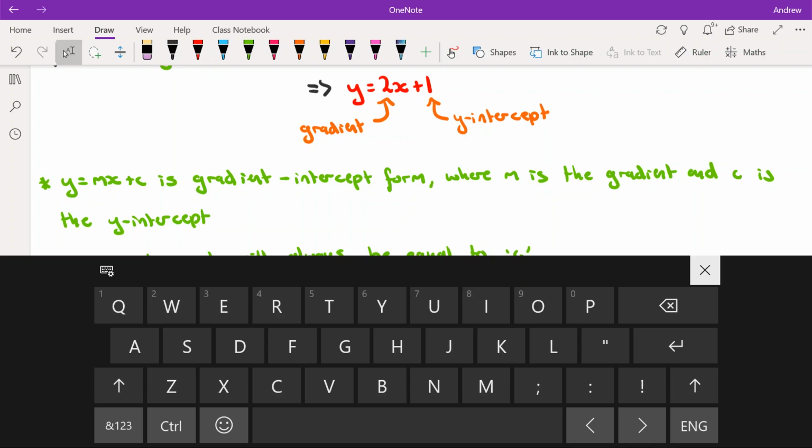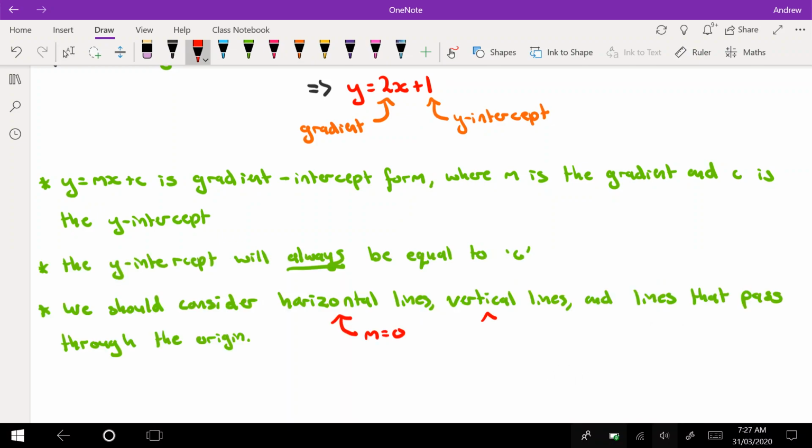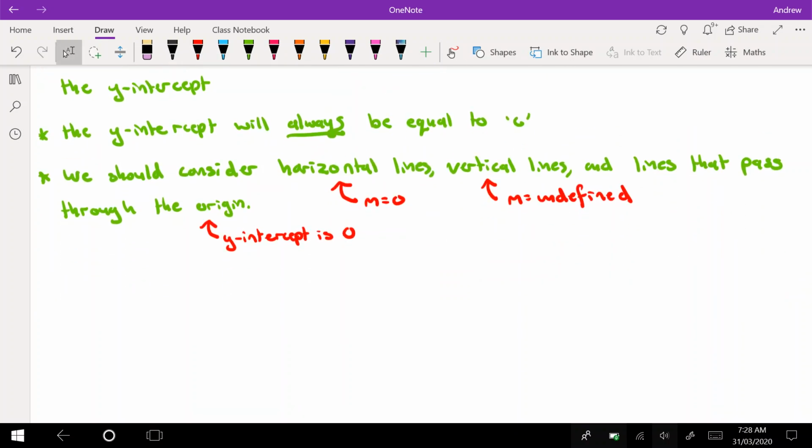A vertical line has a gradient that is undefined. Okay, so horizontal lines have a gradient of 0. Vertical lines have an undefined gradient because we can't walk up a wall, essentially. And if we pass through the origin, well, the origin is the point 0, 0. So it means that our y-intercept is 0. Okay, so these are important things to remember about some of these different kinds of lines.